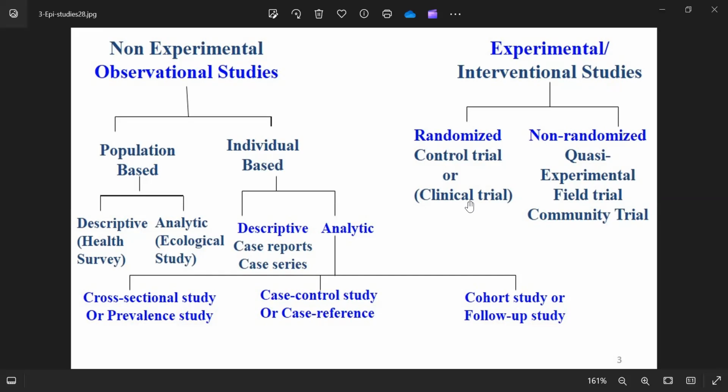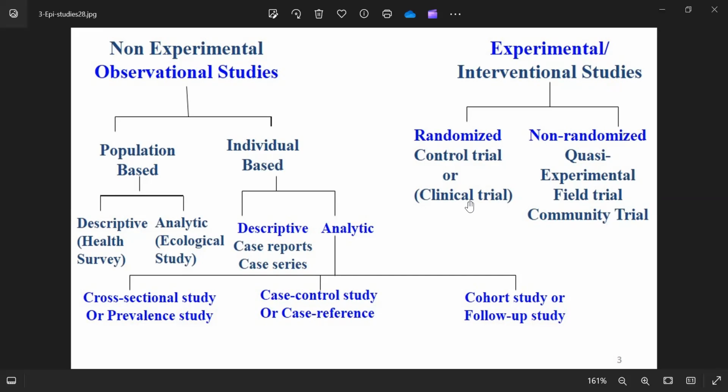We said that experimental study design is a research method used to investigate cause and effect relationship between variables. In an experimental study, researchers manipulate one or more independent variables to observe the effect on a dependent variable while controlling for other factors that could influence the outcome.